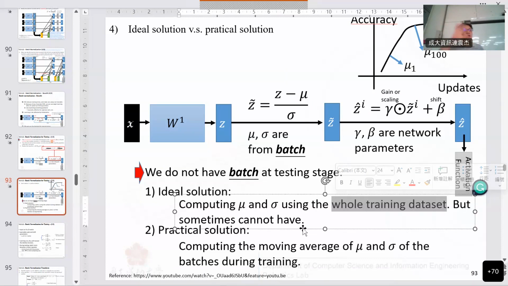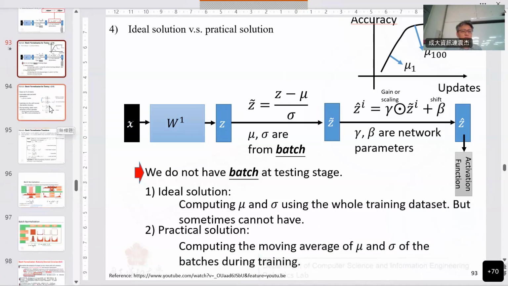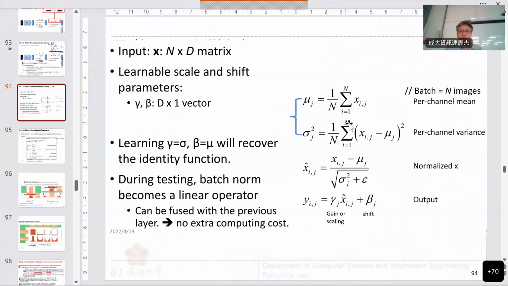But in deep learning, they have a lot of parameters, so they need big data. They use gradient descent, so they need many iterations, so they need mini batches. So in the practical solution, they use a batch to find the average value. This is the same thing. They try to find the mean and standard deviation, and this is a normalization, and this is a scaling.